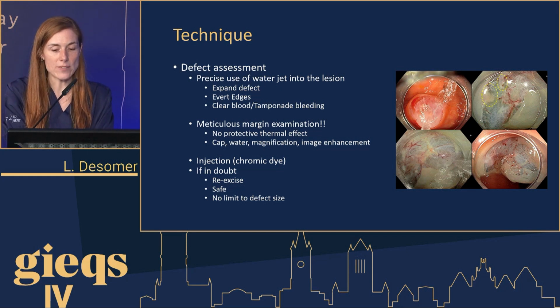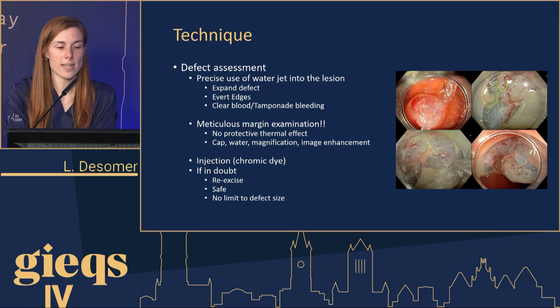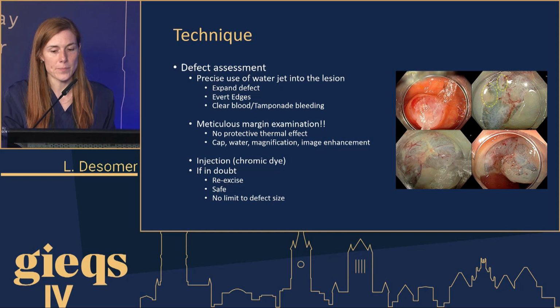Then you really have to assess your defect. I think that is also one of the key things that has not been properly done or explained or studied. I think we really need to inject the defect, expand it, so we can really look at all the margins and decide whether we need to do an extra snare bite to make sure that the polyp has been completely removed.